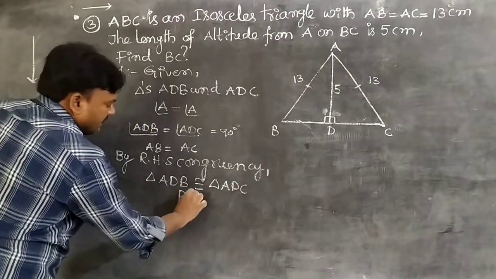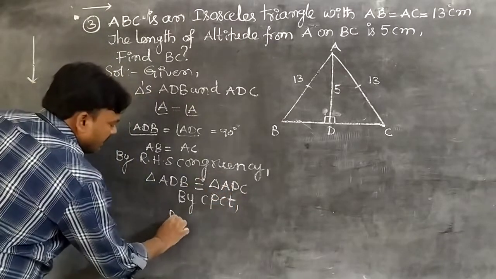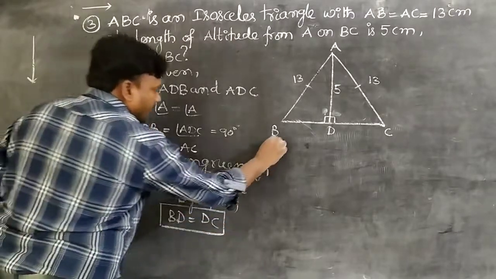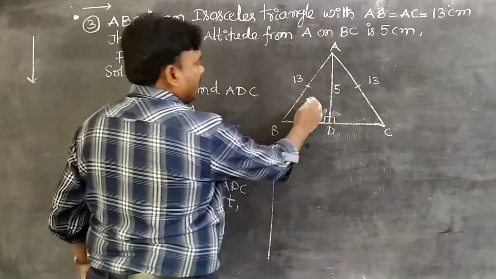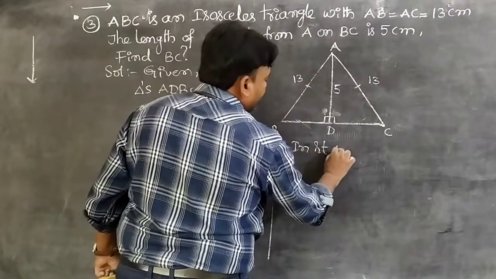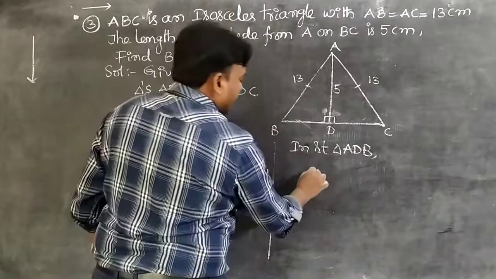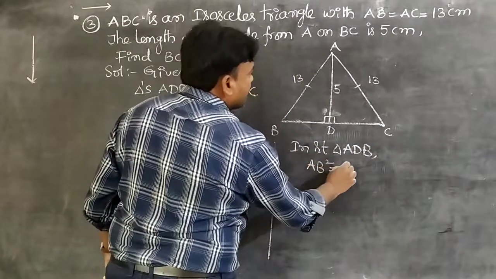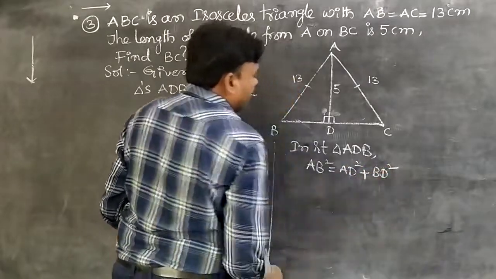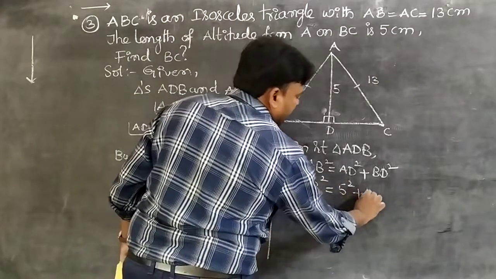By CPCT, corresponding parts of congruent triangles, BD equals DC. Highlight this one, it is very, very important. Then in right triangle ADB, AB square equals AD square plus BD square. So apply the values: AB value 13 square, and 5 square plus BD square.